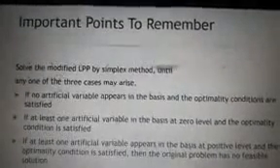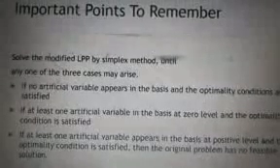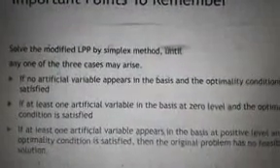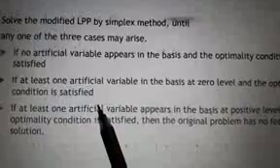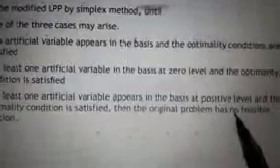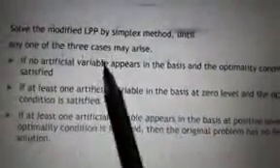Important points to remember: solve the modified LPP by the simplex method until any one of three cases may arise. If no artificial variable appears in the basis, the optimality conditions are satisfied. If at least one artificial variable is in the basis at zero level, the optimality condition is satisfied. If at least one artificial variable appears in the basis at a positive level and the optimality condition is satisfied, then the original problem has no feasible solution.